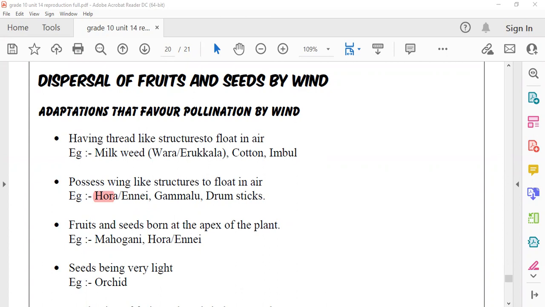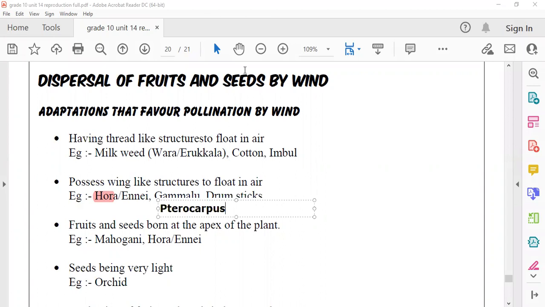Okay. In English, gummalu is called by the name pterocarpus. P T E R O C A R P U S. It's not very simple. Pterocarpus means winged fruit. Dipterocarpus means two winged fruit. So pterocarpus means a single wing is there.